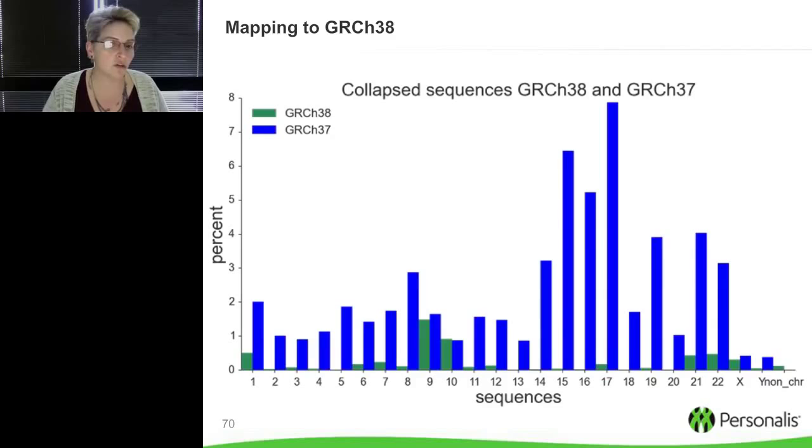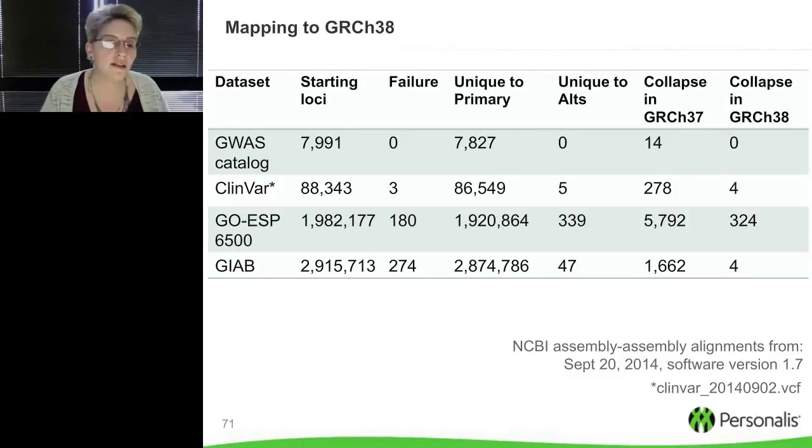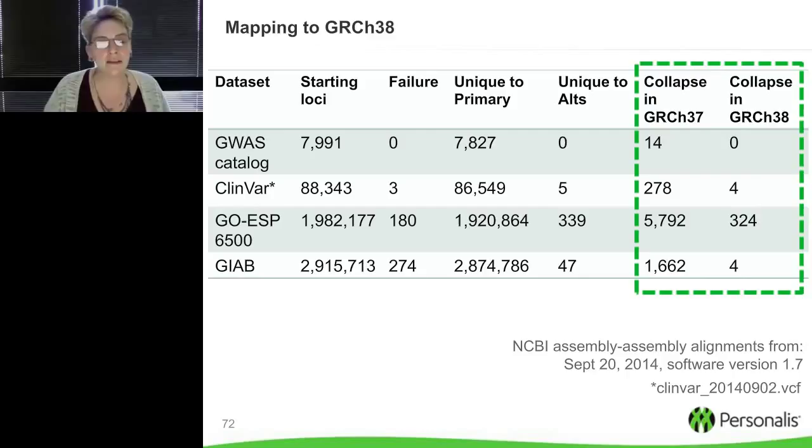We can actually use these alignments to try and project the location of features in 37 onto 38. And so I have done this with several commonly used variant sets. And what I want to focus on is the fact that we can identify several thousand of these variants that map to these regions of collapse.